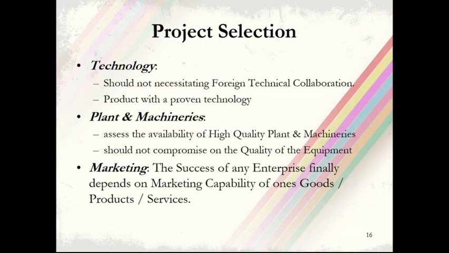Next is marketing. The success of an enterprise finally depends on the marketing capability of the goods chosen. In the initial stages, one should not choose a product which involves direct selling to a large number of ultimate customers. One should choose a product with a limited number of industrial customers or established customers.